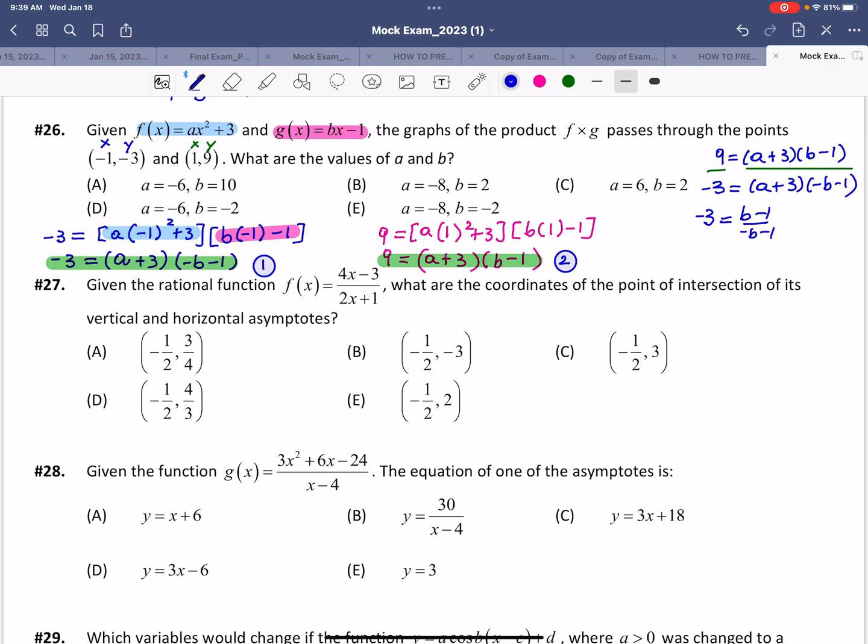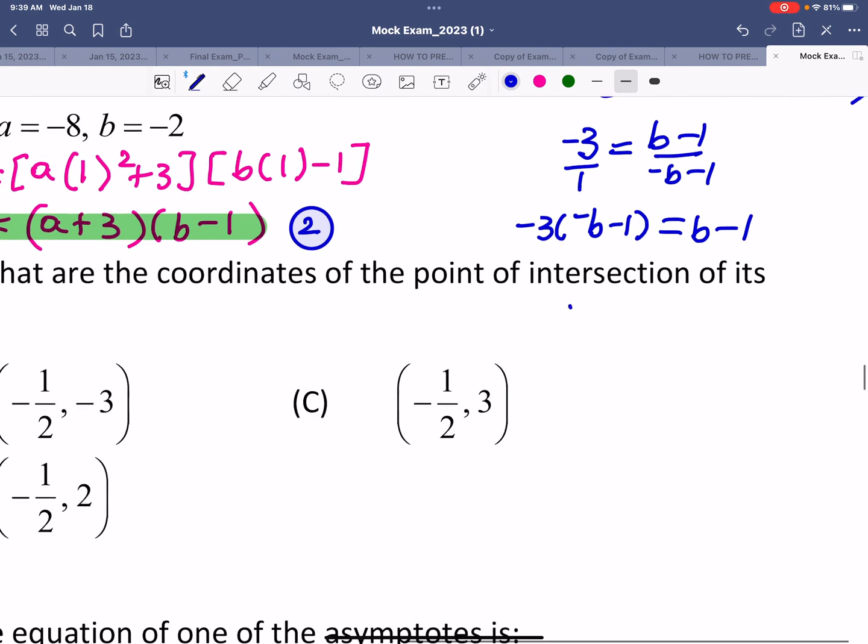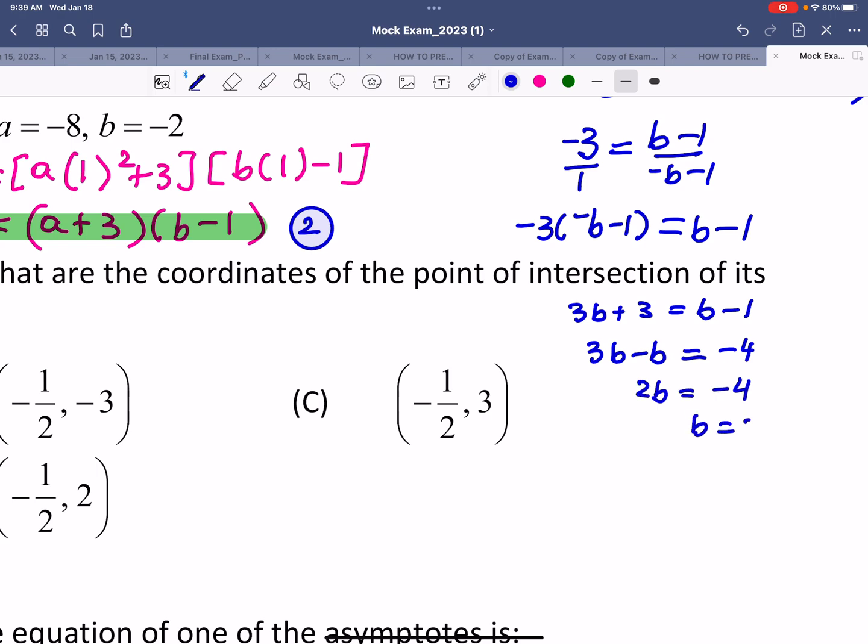So solve the equation. You can use cross multiplication if you wish. So there we go. And we have negative 3 times negative b minus 1 equals b minus 1. So this will give positive 3b plus 3 equals b minus 1. 3b minus b equals negative 4. So that will make the value of b equal to negative 2.